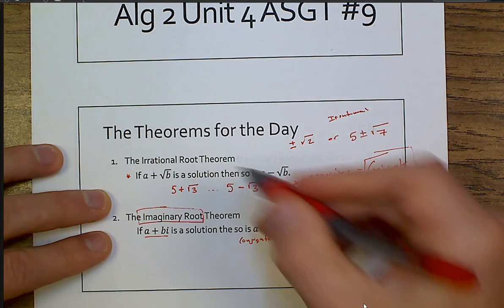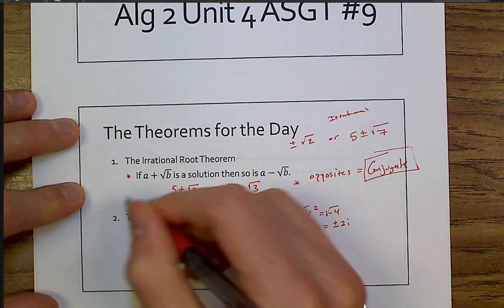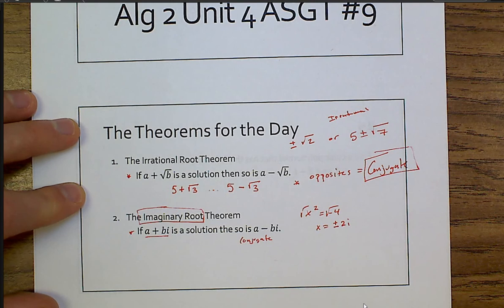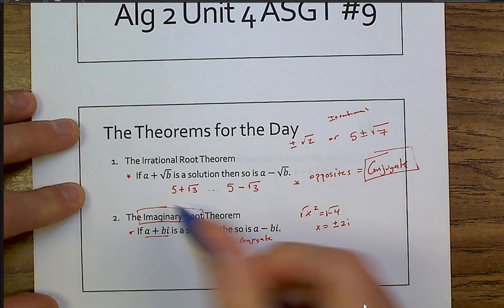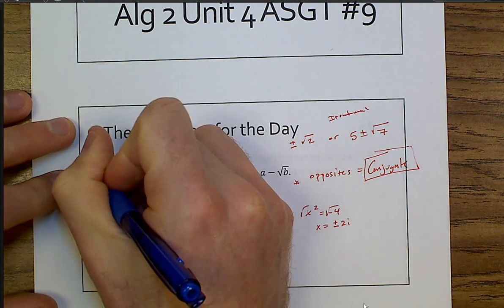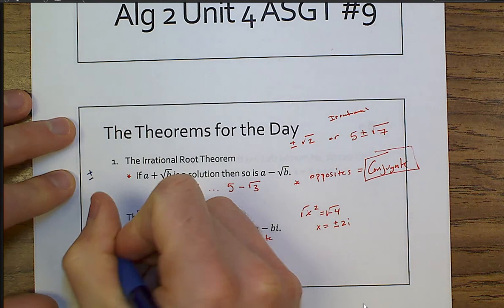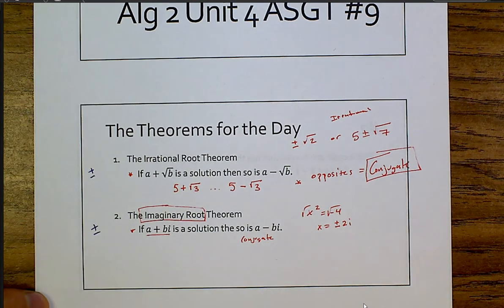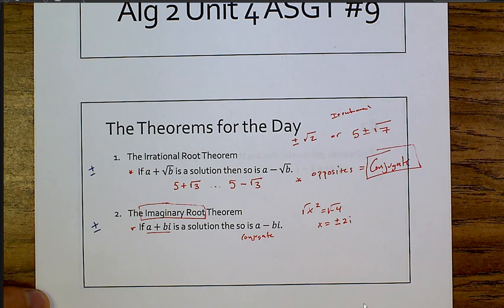So another way you can bring this all home is that whether you have an irrational or imaginary, you're always going to have a plus or minus with both of those, okay? So let's apply it, and maybe it'll come together for you a little bit better.